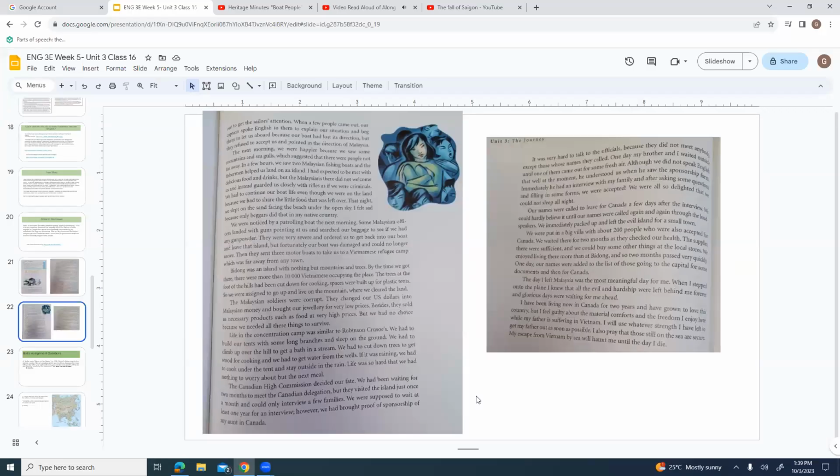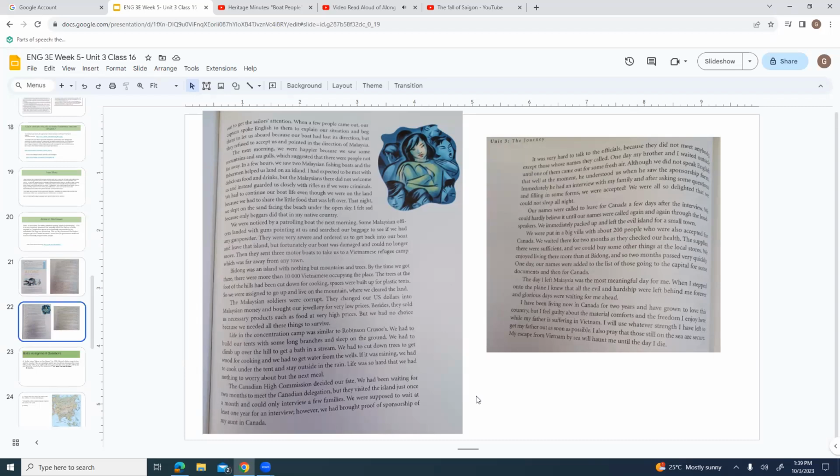The Malaysian soldiers were corrupt. They changed our US dollars into Malaysian money and bought our jewelry for very low prices. Besides, they sold us necessary products such as food at very high prices. But we had no choice because we needed all those things to survive.